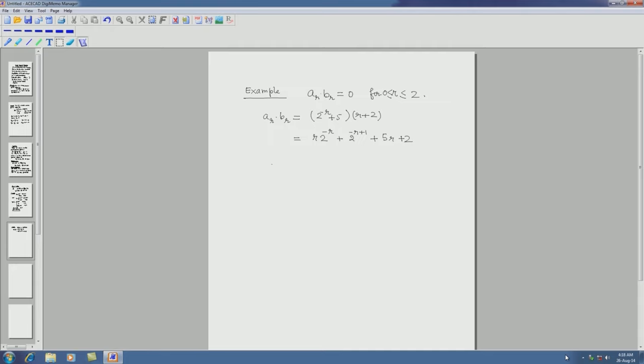So, in short, C is A dot B where C(R) is defined as 0 when R is between 0 and 2, and R into 2 to the power minus R plus 2 to the power minus R plus 1 plus 5R plus 2 for R greater than or equal to 3.